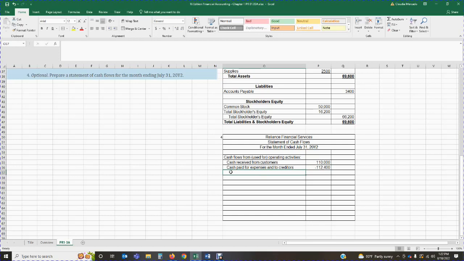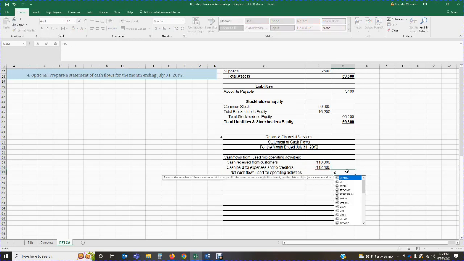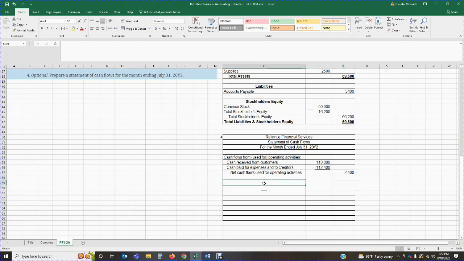We're going to go ahead and do our net cash flows used for operating activities. We're going to add those together. Let's see what we get. We get a minus $2,400. So we paid more for expenses and to our creditors than we actually generated or received in payment from our customers. That's the first section.